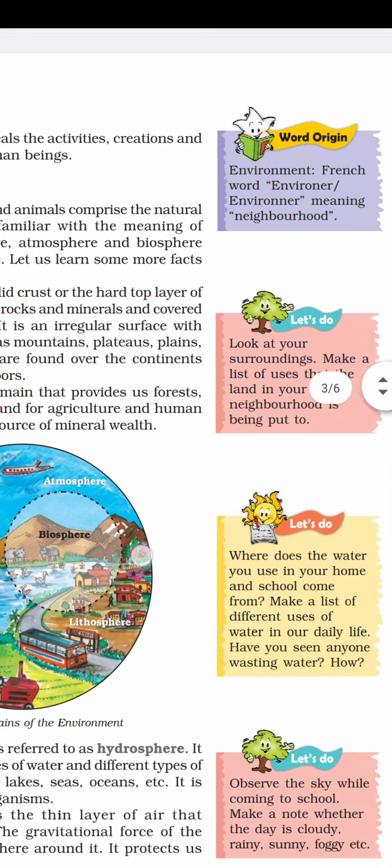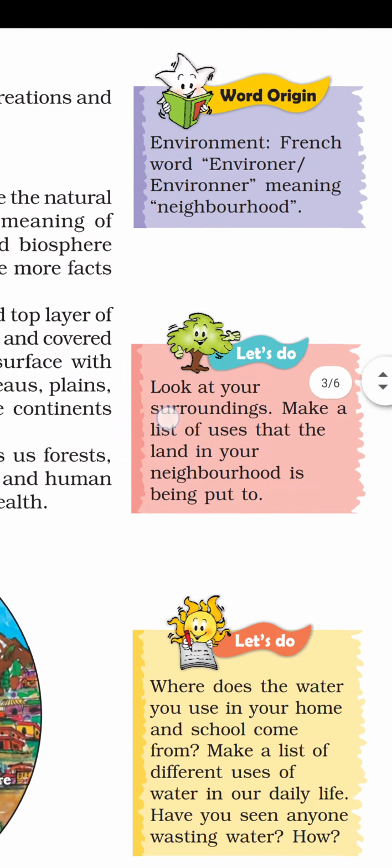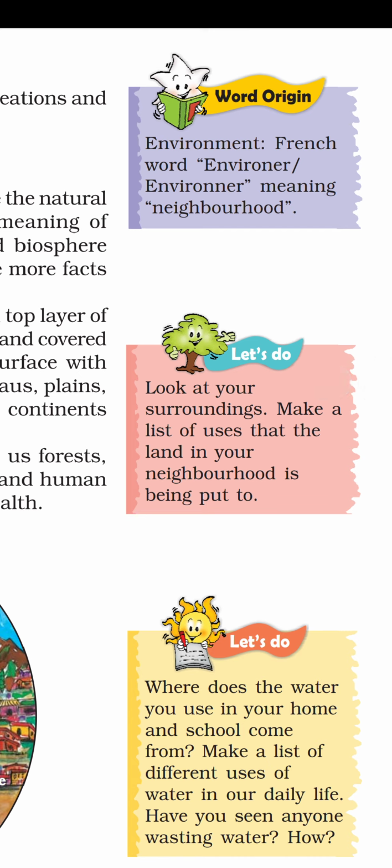So here in the textbook they have given the word origin, children. What is the meaning of environment? Where did the word environment come from? Environment has come from a French word called environner, which means neighborhood. Which means what, children? Neighborhood. So let's know about this neighborhood, children.